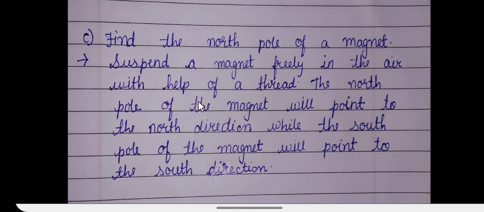And the last one, find the north pole of a magnet. Suspend a magnet freely in the air with the help of a thread. The north pole of the magnet will point to the north direction, while the south pole of the magnet will point to the south direction.